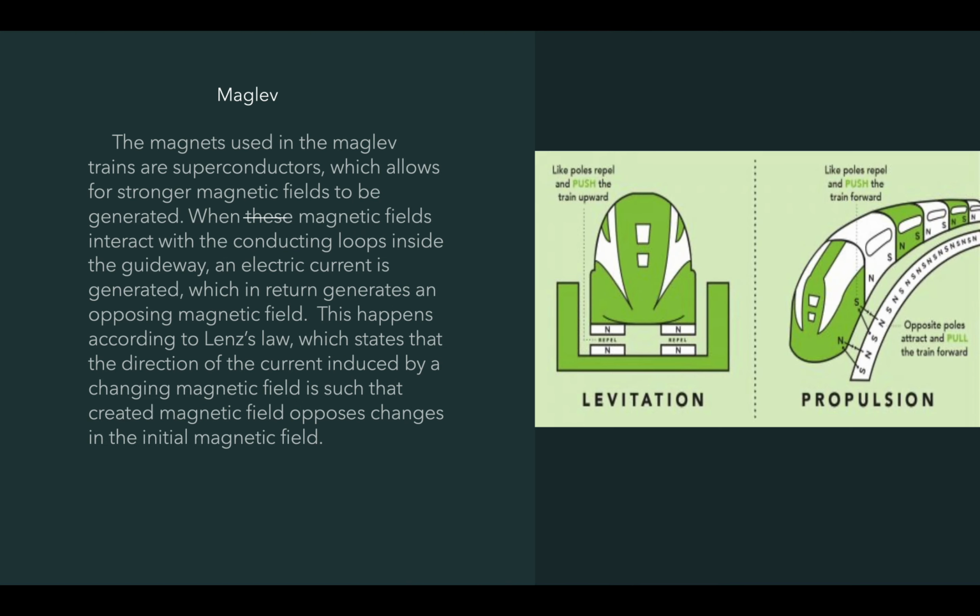And this slide is on Maglev. The magnets used in the Maglev trains are superconductors, which allows for stronger magnetic fields to be generated. When these magnetic fields interact with the conduction loops inside the guideway, an electric current is generated, which in return generates an opposing magnetic field. This happens according to Lenz's law, which states that the direction of the current induced by a changing magnetic field is such that the created magnetic field opposes changes in the initial magnetic field. So basically, that makes the train levitate.